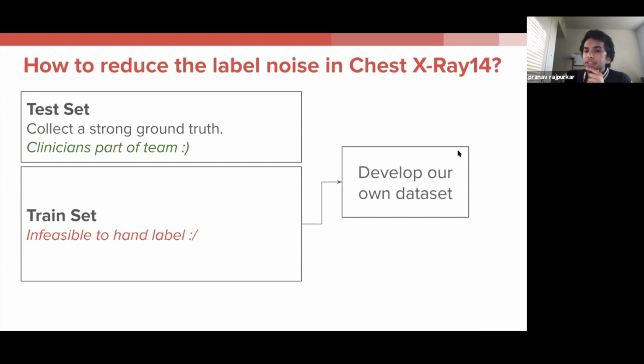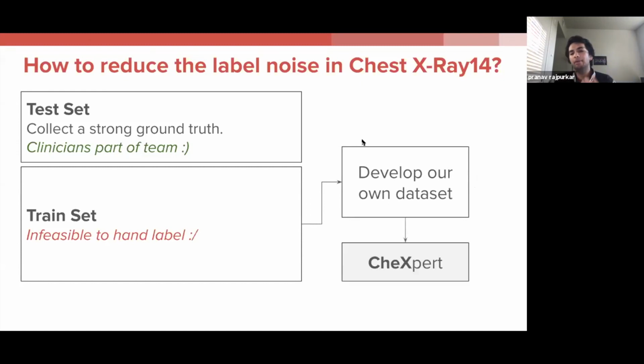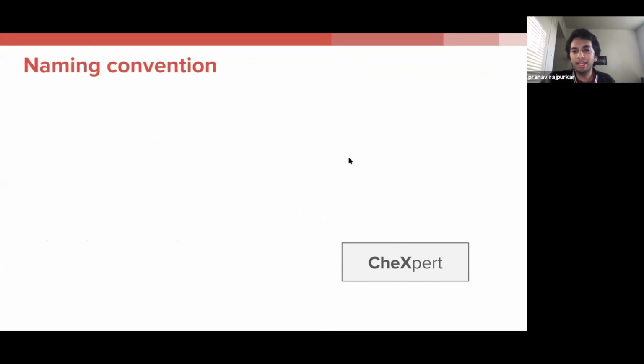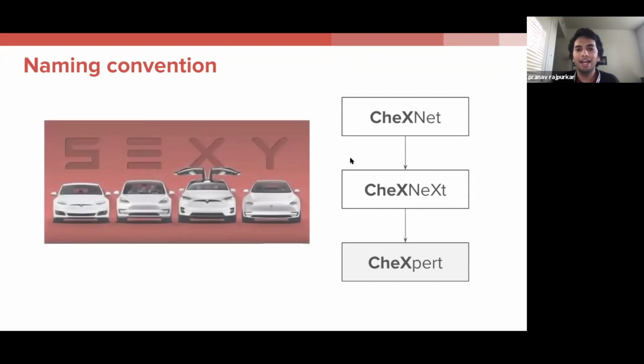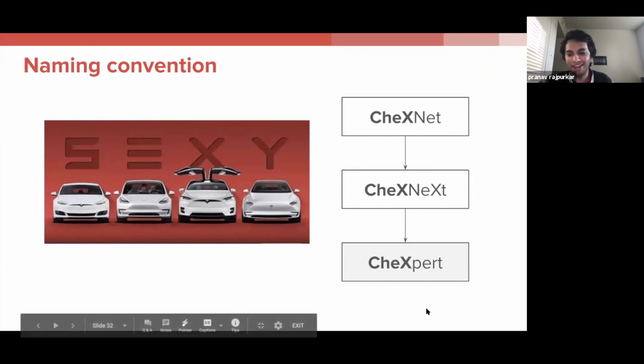So the idea here was to develop our own data set and see if we can make better labels. And we call this data set CheXpert. Now, if you've been noticing the naming scheme, there's a lot of checks in there, and I'm semi-proud of that. Some people just do it better in Silicon Valley. So hopefully that gives you a lot of context around how these have been named.